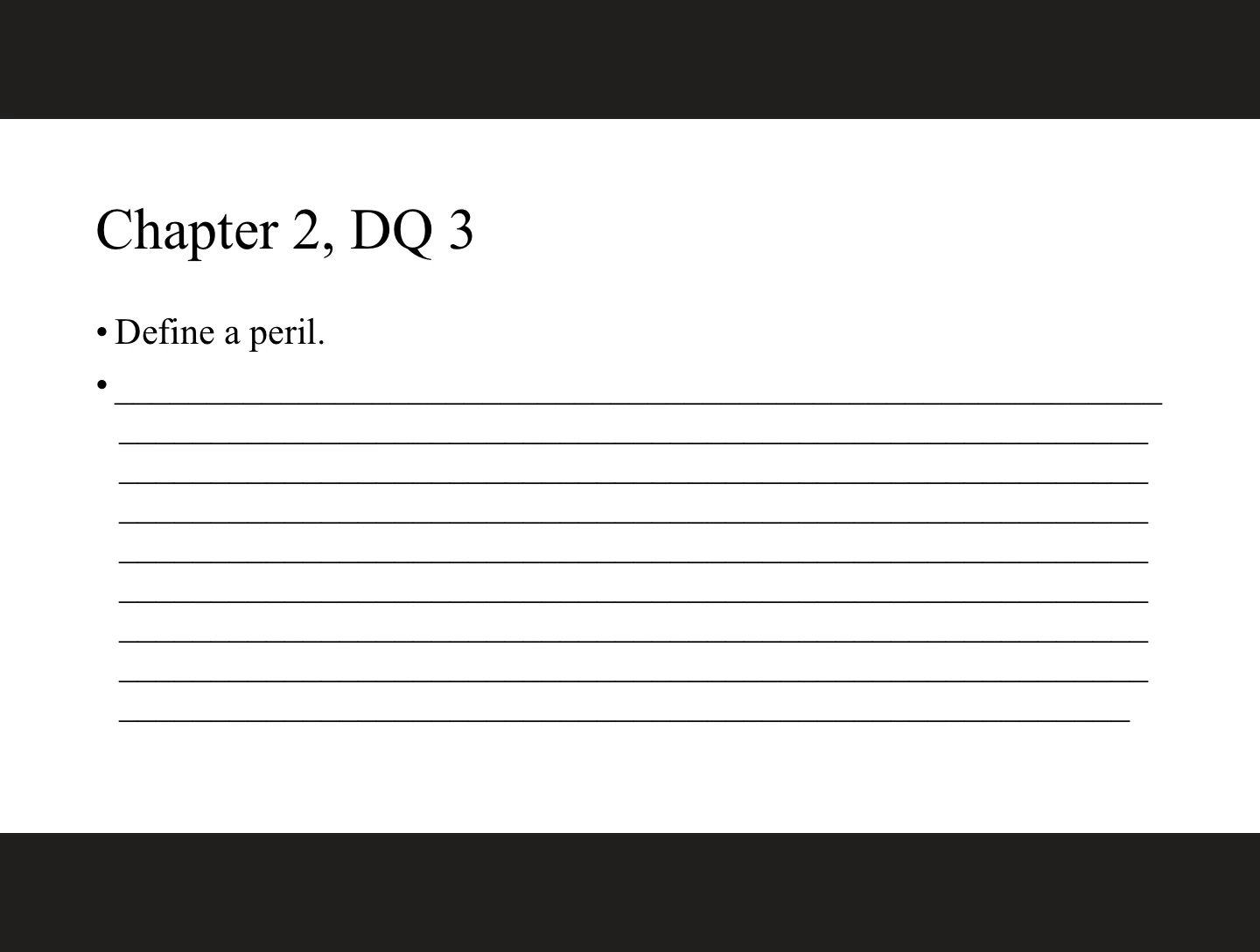All right, number three, define a PEARL. This is defined as a proximate or actual cause of loss. So for example, what is a PEARL? Sickness. That could be an example. We could have fire. We could have a windstorm. So these are going to be the causes of a loss. Pretty straightforward.